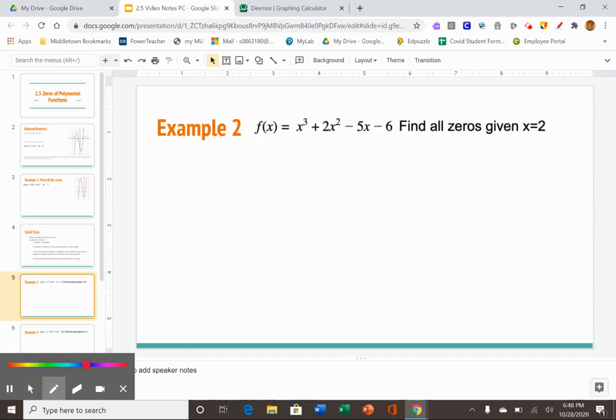All right, here we go. So for some of the questions, they might give you a zero. So you either have to look on the graph using Desmos, or they're going to give you a zero. Here they gave you a zero. So we can go right to our synthetic.